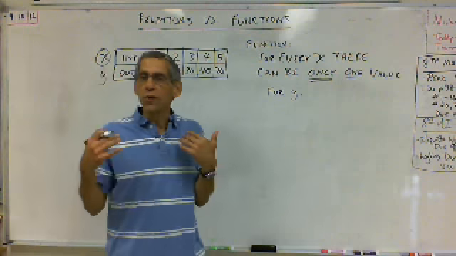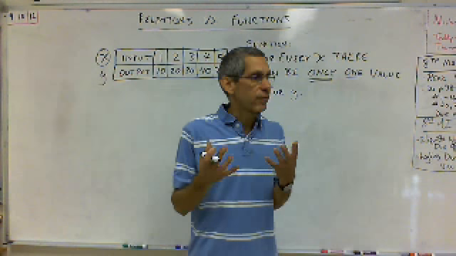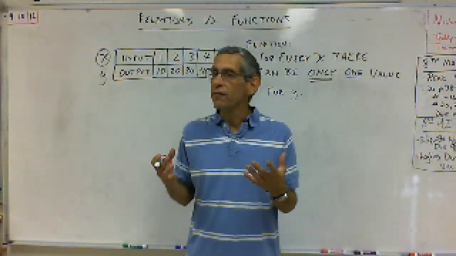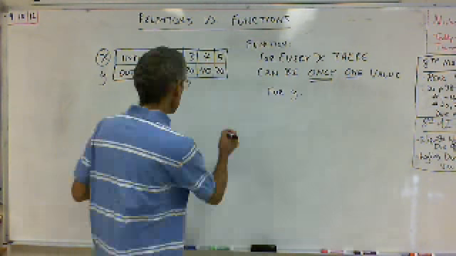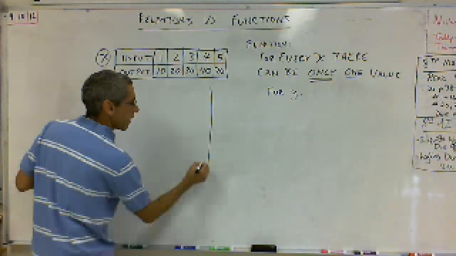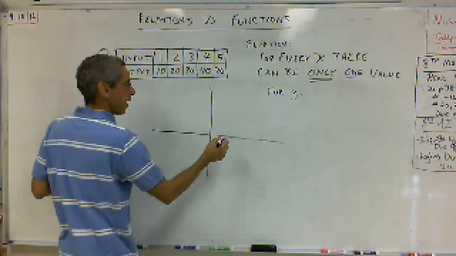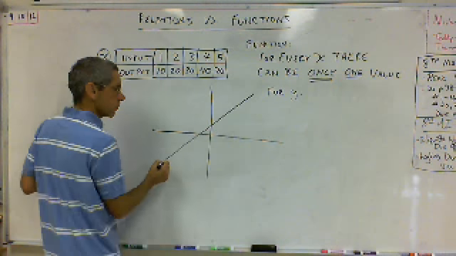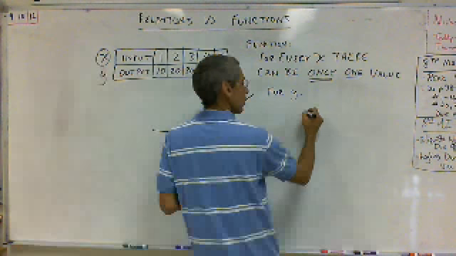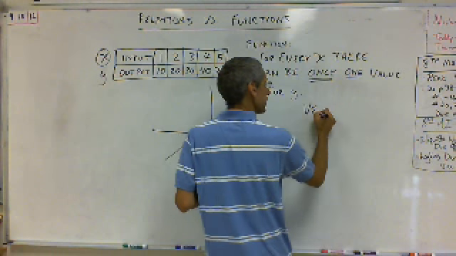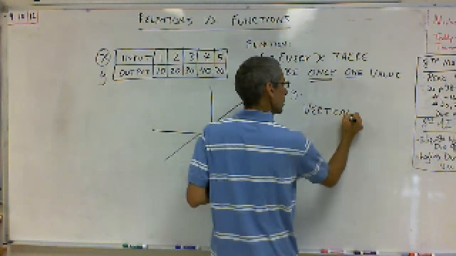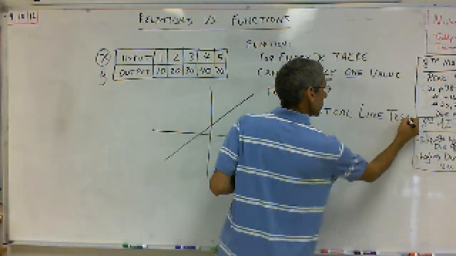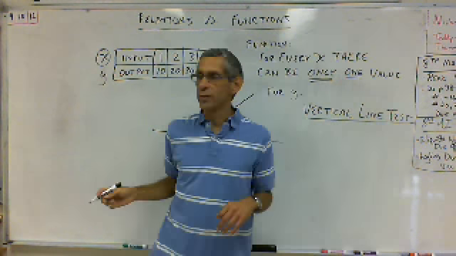So if you have a graph and you want to know if it's a function, there is a thing called a vertical line test. It's so easy. Let's say this is my graph, and I have a straight line. I'm going to use what's called the vertical line test. So if you have a graph, this is the way to tell whether it's a function.